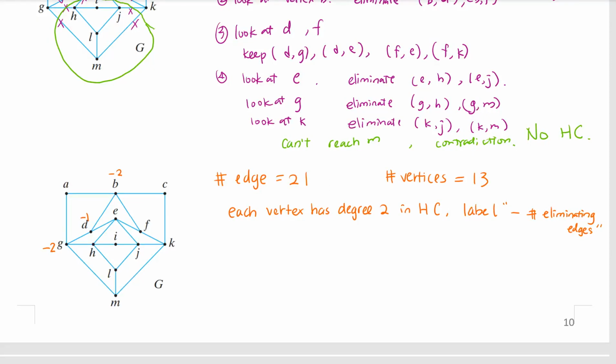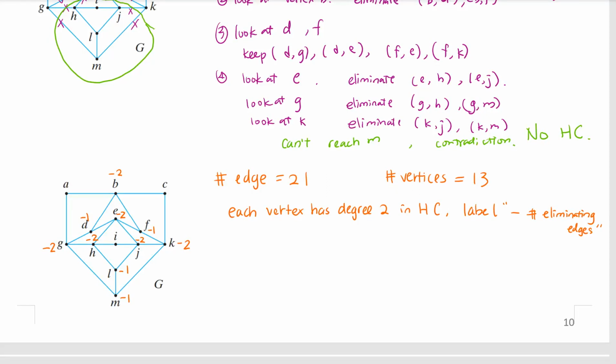And then E, we have degree 4, so we want to eliminate 2 edges. F, we have degree 3, so we want to eliminate 1 edge. And then K has degree 4, we want to eliminate 2 edges. And then H has degree 4, we want to eliminate 2 edges. I is okay because it has degree 2. And J has degree 4, we want to eliminate 2 edges. And L has degree 3, we want to eliminate 1 edge. And then M has degree 3, we also want to eliminate 1 edge.